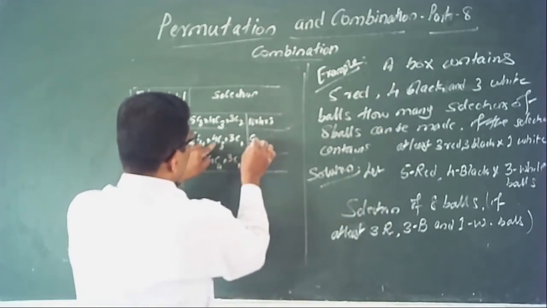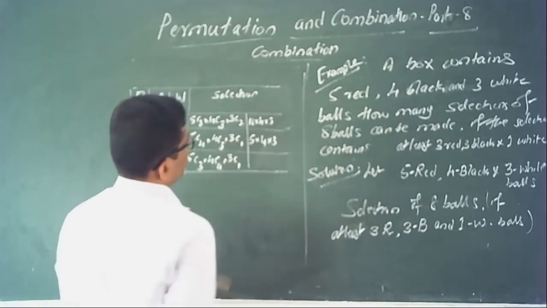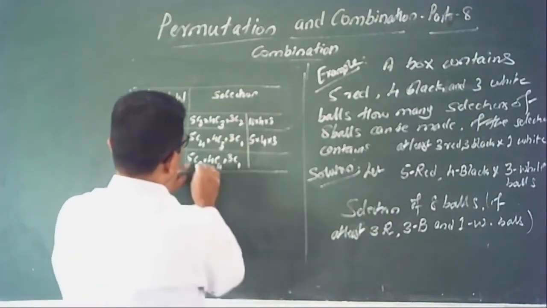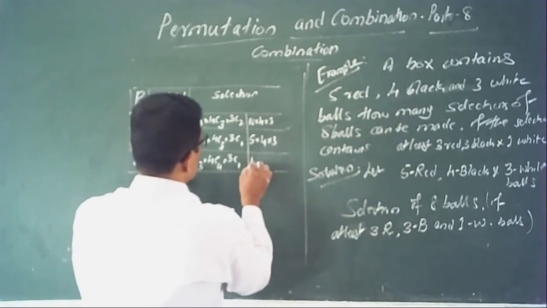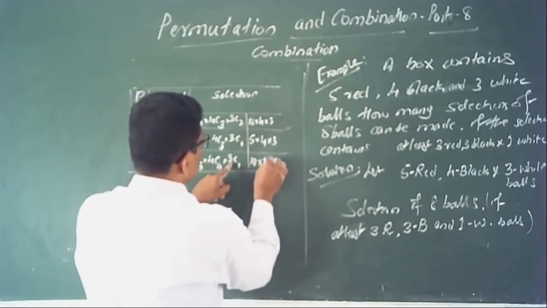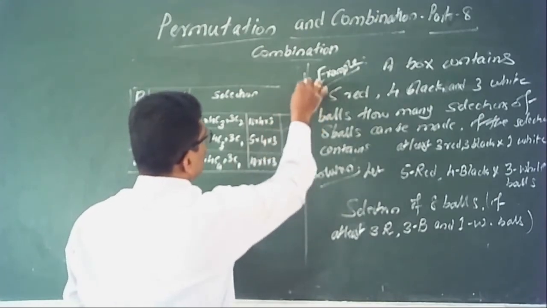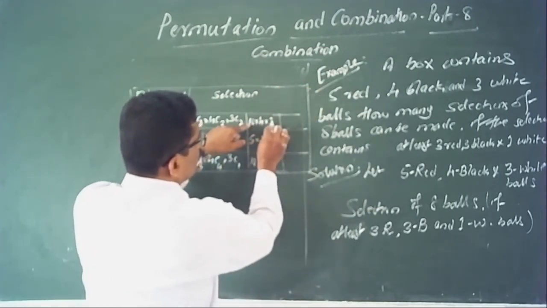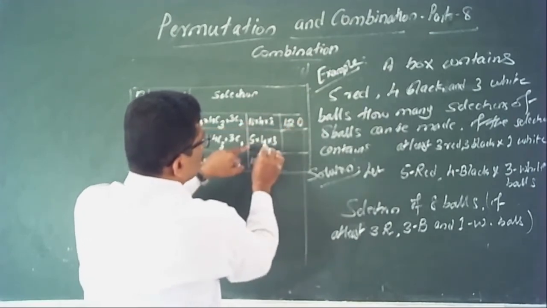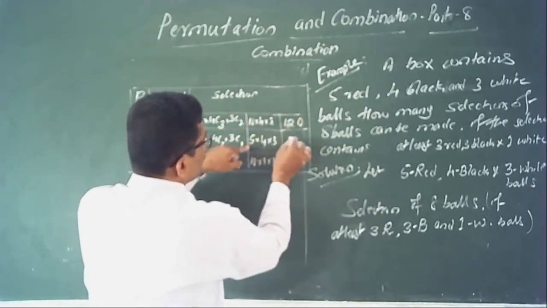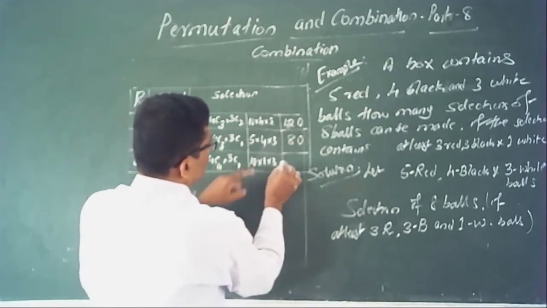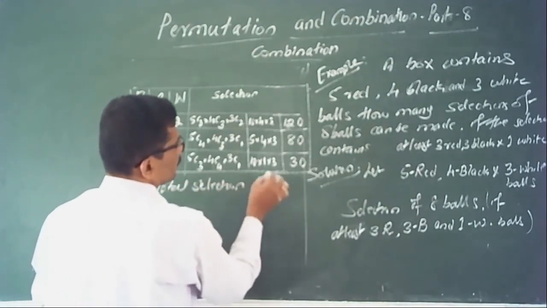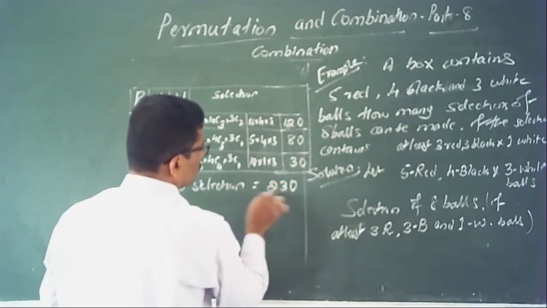5C4 means 5, 4C3 means 4, 3C1 means 3. 3C1 is equal to 3C2, 3 minus 1, we know that. 5C3 and 5C2, 5C2 means 10, 4C4 means 1, 3C1 means 3. This one is equal to the total number of selections. So, write that one: 4 into 3, 12, 12 into 10, 120. 3 into 4 into 5, 20, 20 into 3, 60. 10 into 1, 10, 10 into 3 means 30. Therefore, what is the total selection? It is 120 plus 60 plus 30, 230 selections.